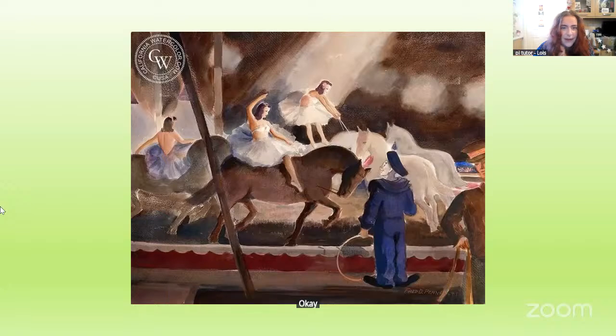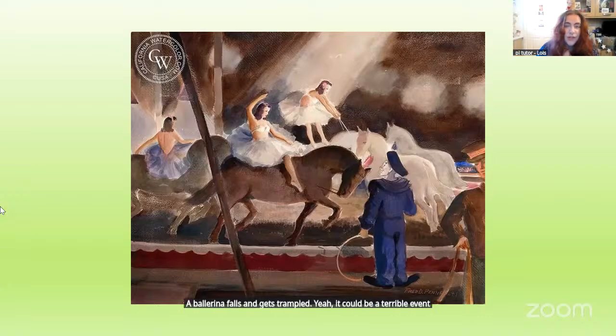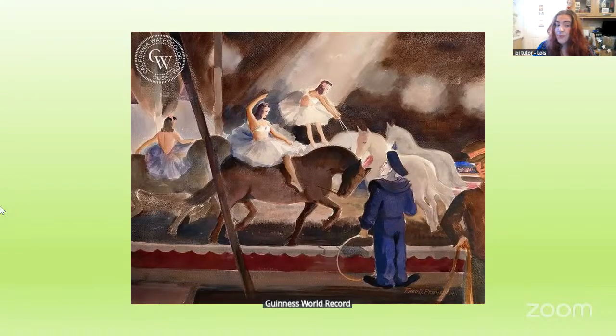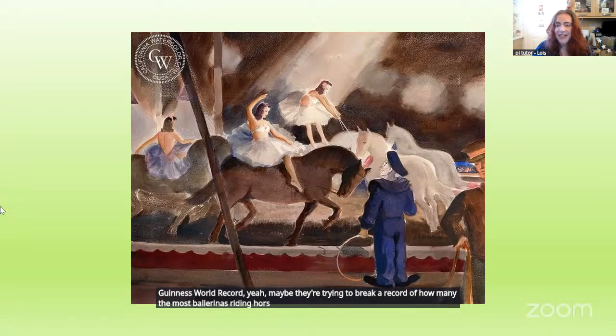Okay. A race that took a dark end. I think this could be a race. A ballerina falls and gets trampled. Yeah, it could be a terrible event that results from this. Maybe it was meant to be something fun and nice and whimsical, and it ended up being tragic. Guinness World Record. Yeah, maybe they're trying to break a record of the most ballerinas riding horses simultaneously or something like that.